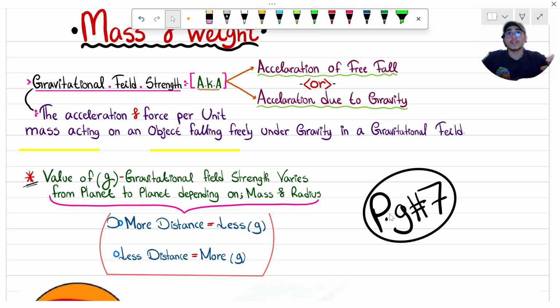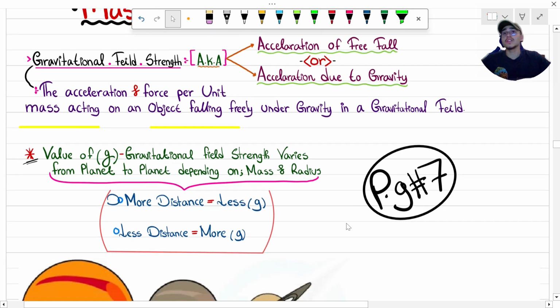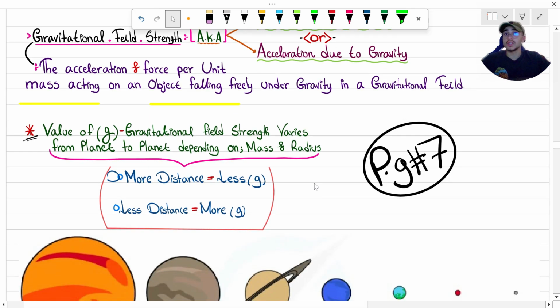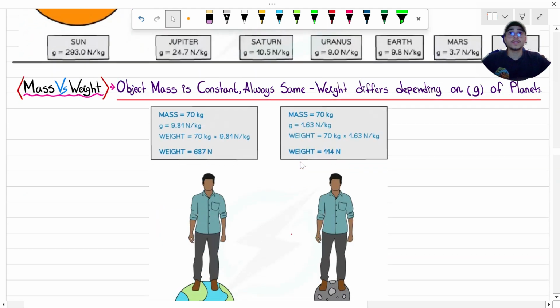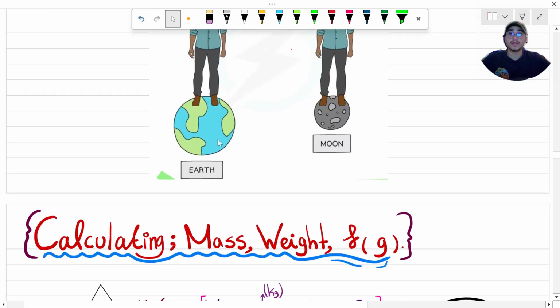Gravitational field strength, which is also known as acceleration of free fall or acceleration due to gravity, is the acceleration and force per unit mass acting on an object falling freely under gravity in a gravitational field. The value of g differs from planet to planet. So mass is constant, but weight differs on different planets.